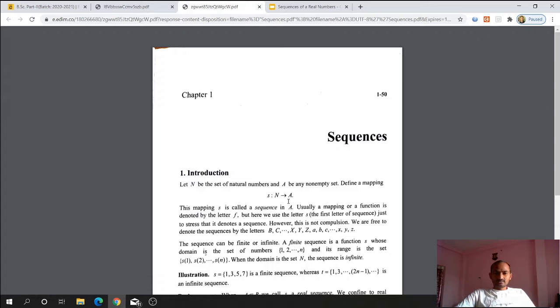So let's repeat. N is the set of natural numbers and capital A is a non-empty set, and define a map S from the set of natural numbers to the non-empty set A. Then this mapping S from the set of natural numbers to A is called a sequence in A.